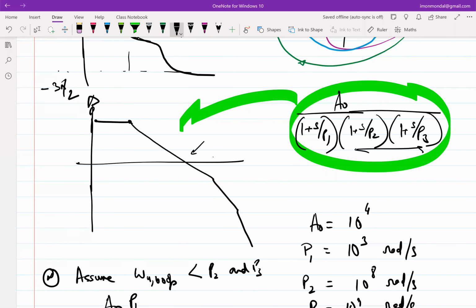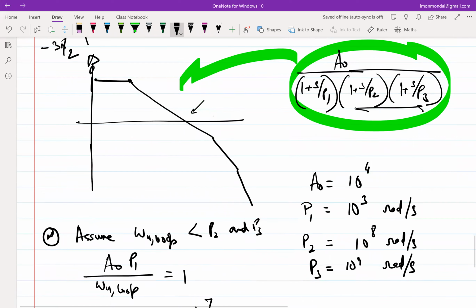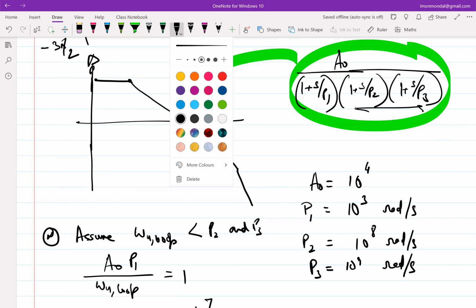Since P3 is close to P2, in that case we don't have to include P3. We'll see, so you keep on doing it. It's quite possible that P3 is also inside omega U loop. So that's on a case to case basis, and you have to figure out in your calculation whether that is true or not.